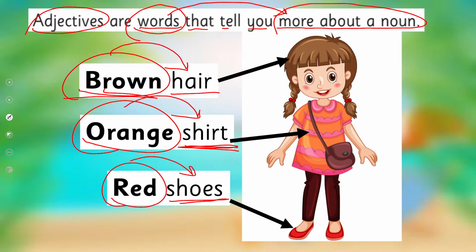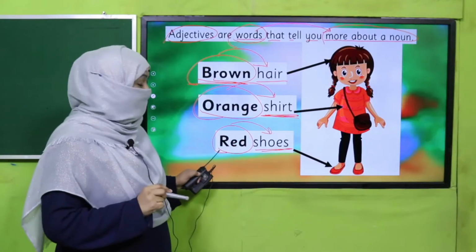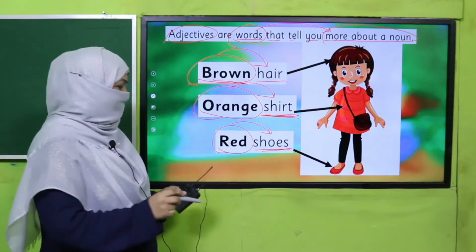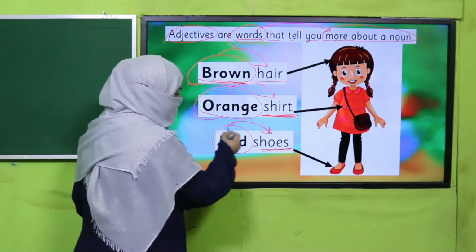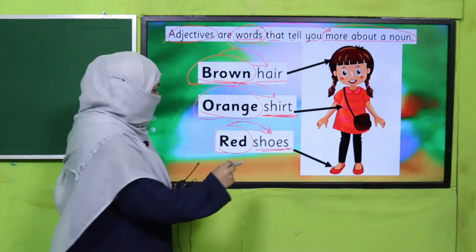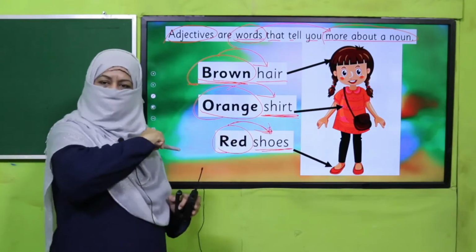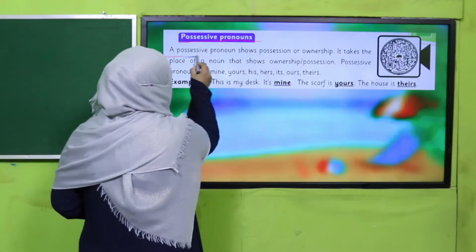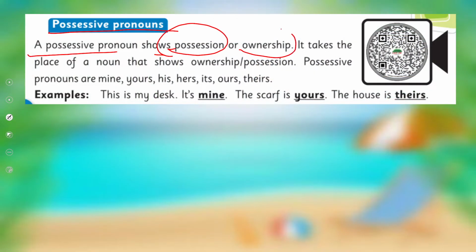So one thing I want you to think: where do we write an adjective? It comes before a noun. Okay, so it comes when we are writing or speaking about a noun. We use an adjective before a noun, right? Okay, now what are possessive pronouns? Possessive pronouns show possession or ownership. We have studied about it. So where do we write it? We write it after a noun. This is my desk. So my is a possessive adjective. It's mine, it's a possessive pronoun.